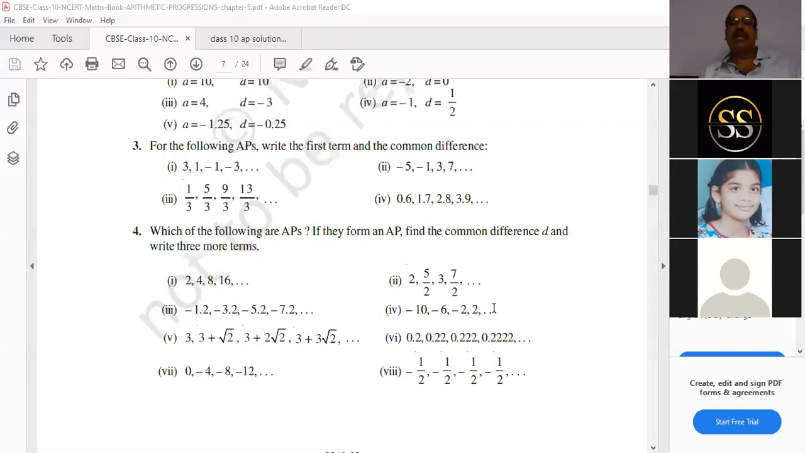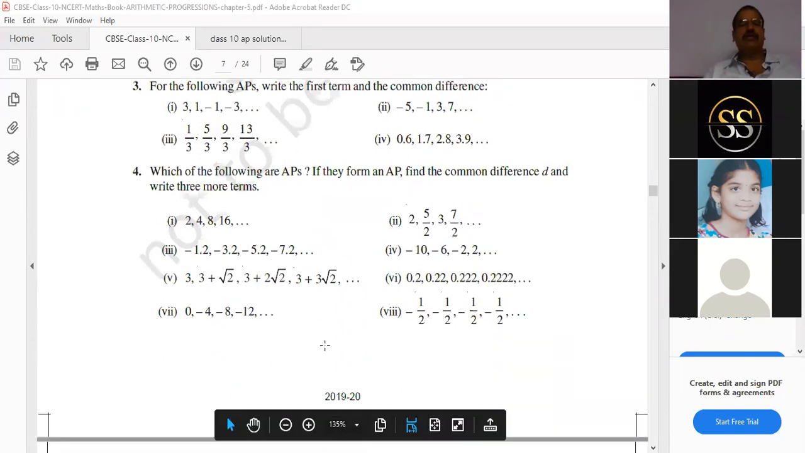Next 3 terms. Plus 6, plus 10, plus 14. Very good. Plus 6, plus 10, plus 14. Good. It is in AP. In descending order, negative, this is plus 4. If you add, you will get it. It is in AP only.